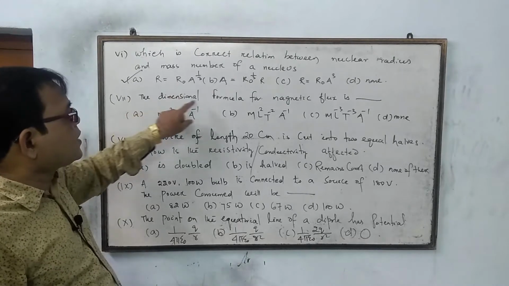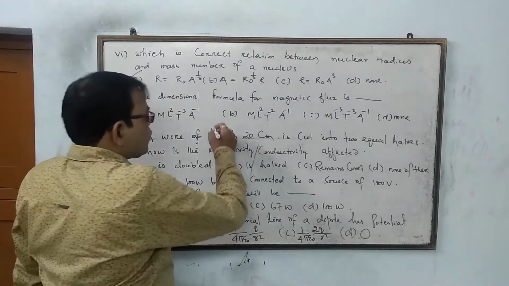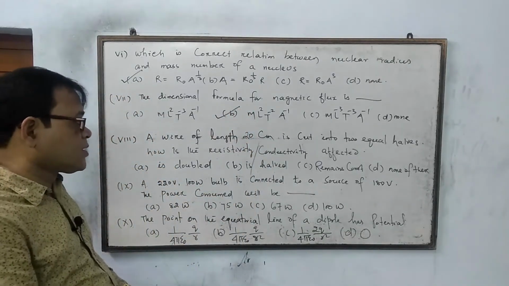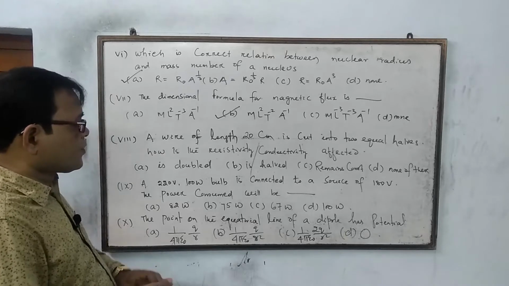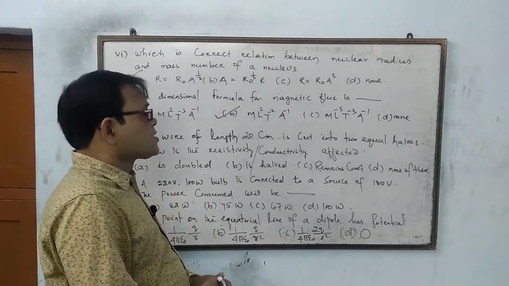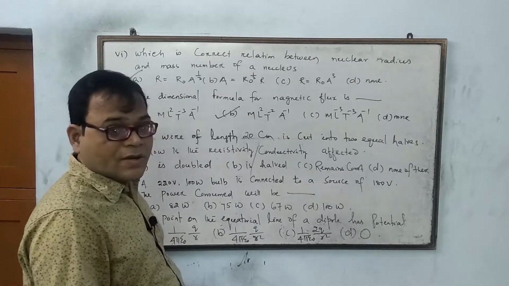Next is the dimensional formula for the magnetic flux. I think it is completely known to you, that is ML2T minus 2 A inverse, because it is energy per current. Next, a wire of length 20 centimeter is cut into two equal halves. How are the resistivity and conductivity affected?